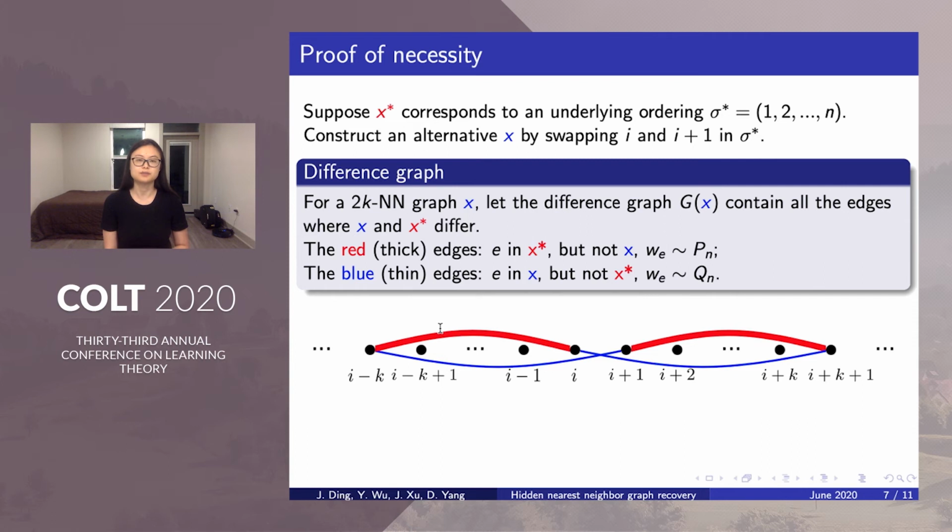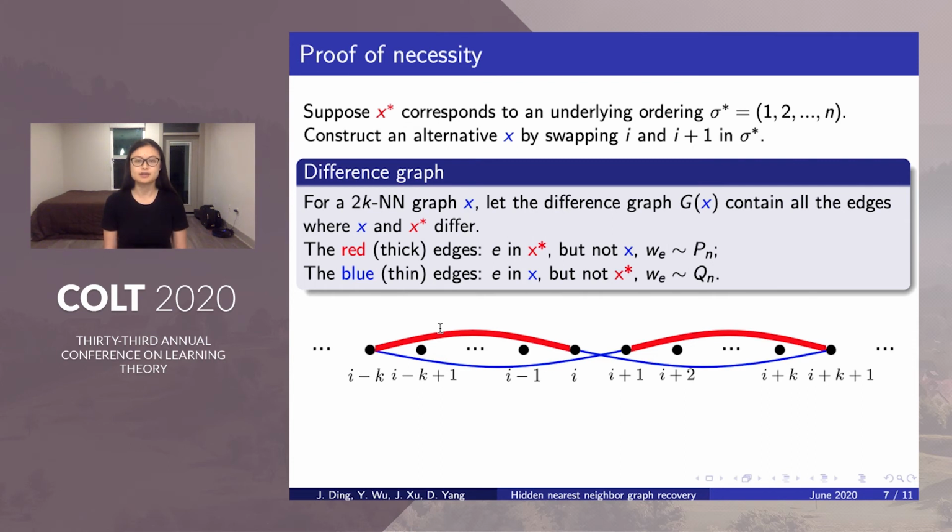Under our model, if an edge is a red edge, then its edge weight is distributed as Pn, and the edge weights for the blue edges are distributed as Qn. So that is saying if exact recovery is possible, Pn and Qn must be far enough apart so that it is possible to tell the difference between these red edges and the blue edges. And that is how we were able to derive a necessary condition for exact recovery.